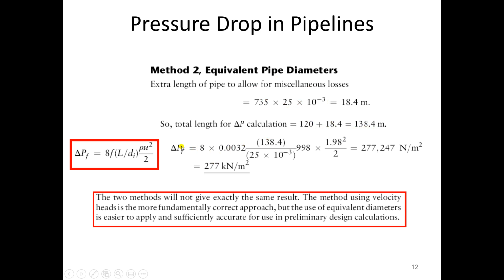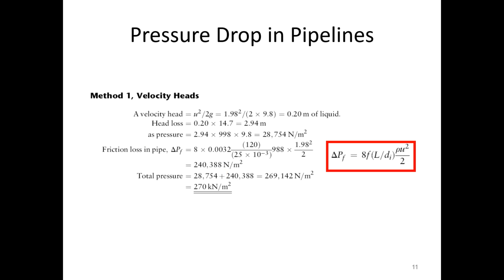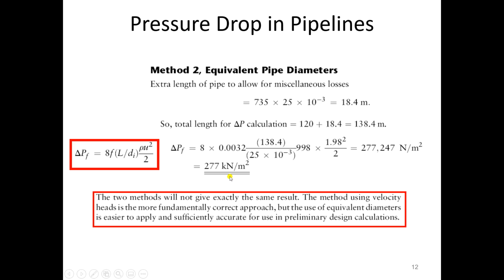So what you can do here is directly use these equations for the pressure drop in the pipeline. Just substitute the friction factor, and for this L we do not substitute 120, but the total length for the pressure drop calculation, 138.4, which includes the 18.4 of miscellaneous losses. The rest is the same: inside diameter, density, velocity divided by 2. What you get is 277 kilonewton per meter square. You can see there's not so much difference, 270 and 277 kilonewton per meter square.